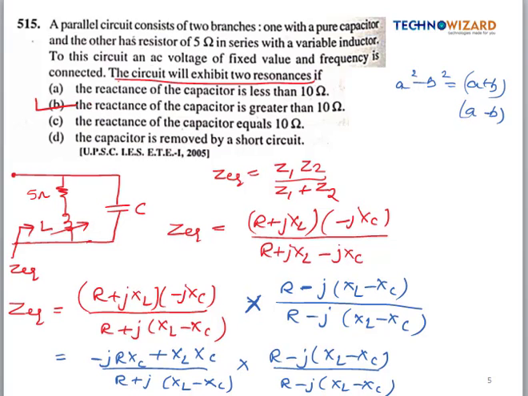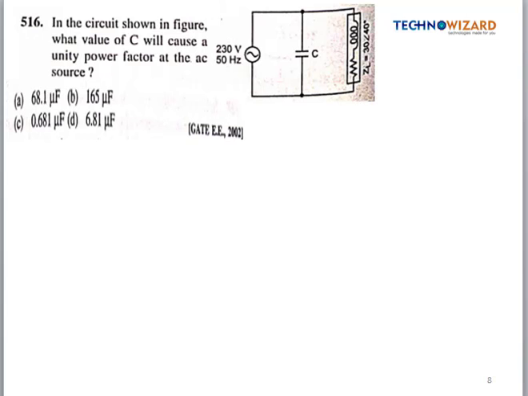Okay, so next question is, in the circuit shown in the figure, what value of C will cause a unity power factor at the AC source? So unity power factor means the circuit must be purely resistive. So now here this C and this ZL branch are connected in parallel. So let's calculate the admittance of the branch.